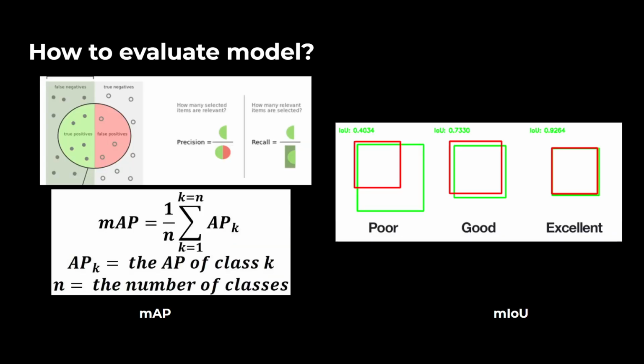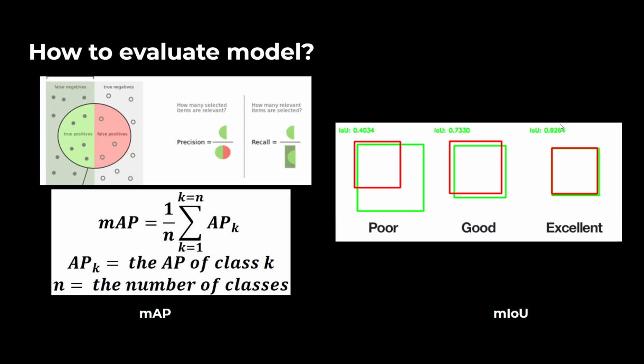Now the question is, how do we evaluate a model? It's not so intuitive because previously we just measured the accuracy. If our model predicts the right class, then we improve the accuracy by a bit. However, that's not the case for image segmentation.